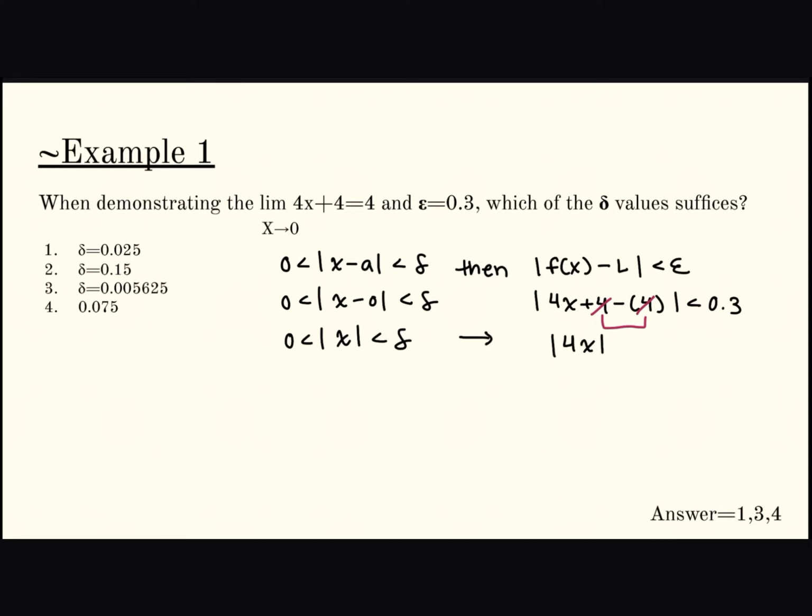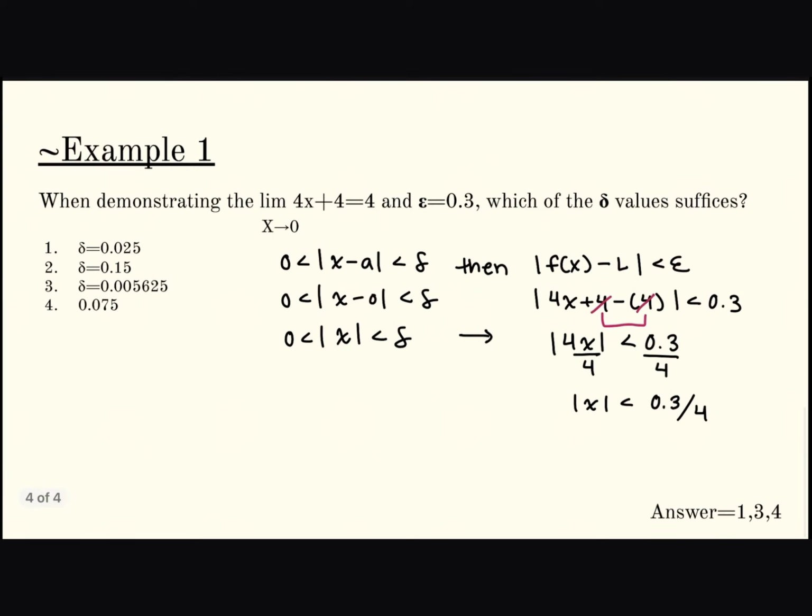The 4's cancel out, which leaves the absolute value of 4x is less than 0.3. We divide by 4 on both sides so that we get the absolute value of x is less than 0.3 over 4, which is equal to 0.075.